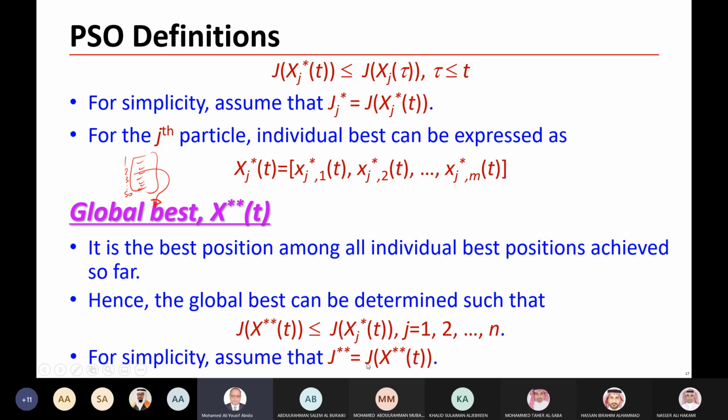For simplicity, assume that J double star is the objective function of the global best. The X double star is the position of the global best. This is the position of the local best.